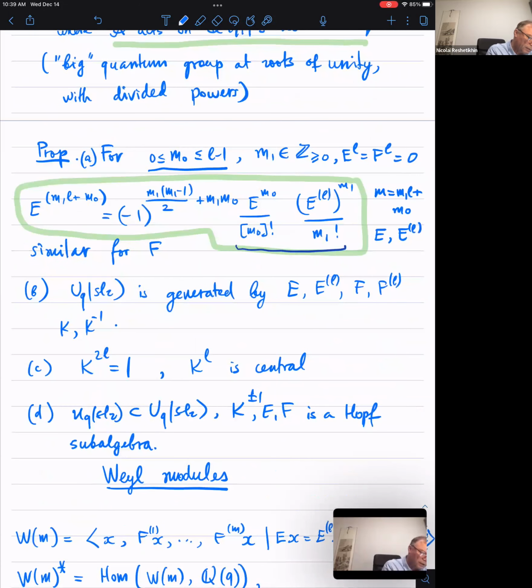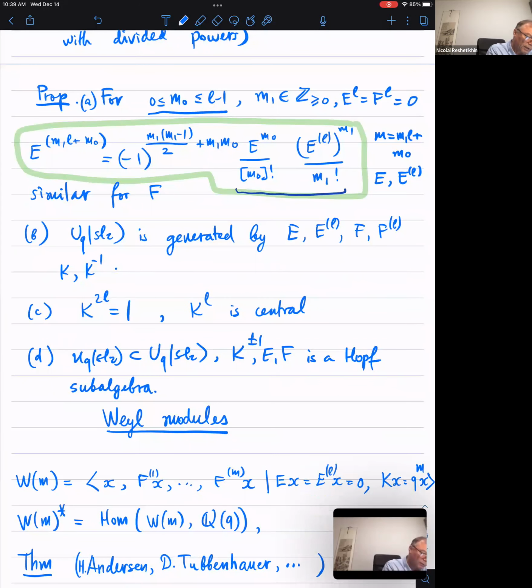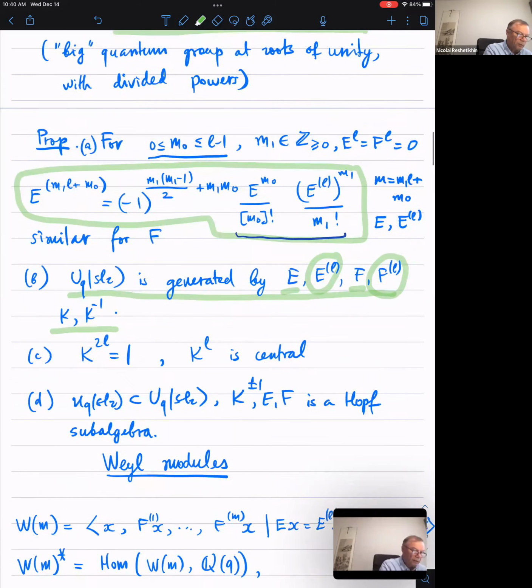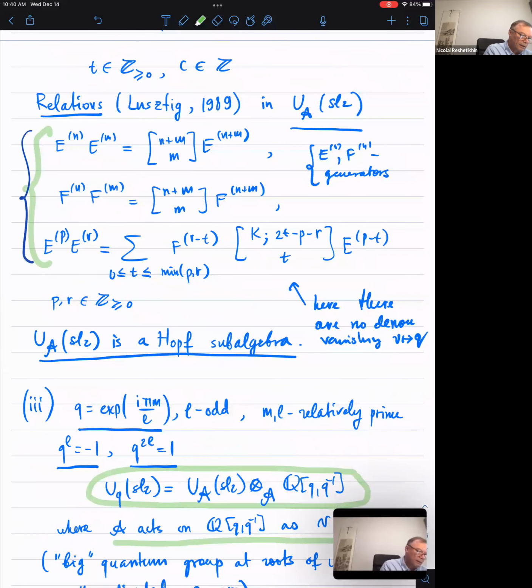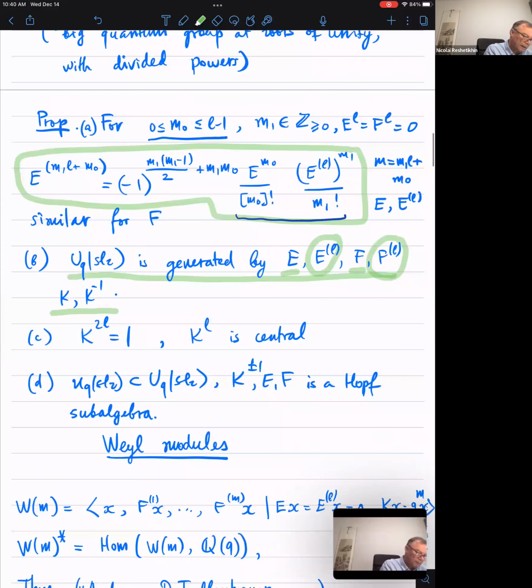So this is the theorem, and the next step of this theorem is that this big quantum group with divided power is generated by these elements, our old friend E, F, K, K inverse, and our new friends, the divided powers of E and F. And the relations between them, well, they follow immediately from the relations over here.